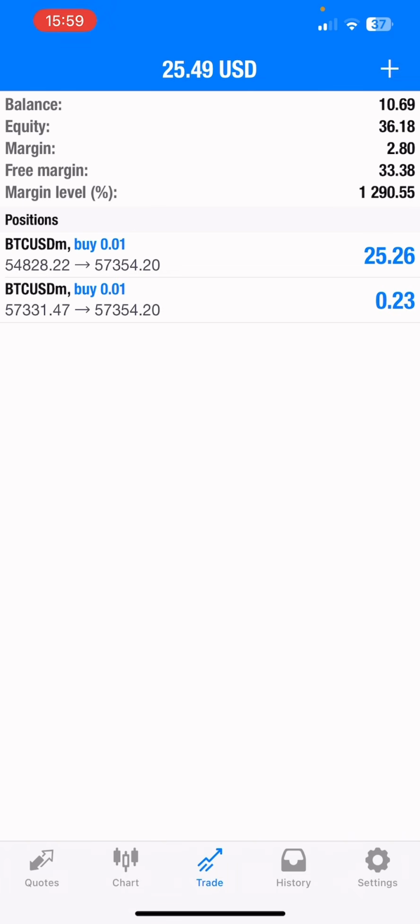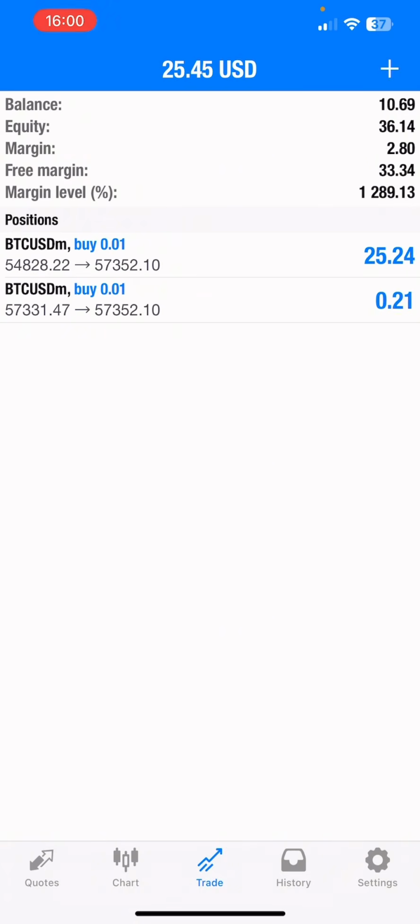So now I'm using 1:2,000. The margin is 2.80 for just the two trades, 0.02. I'm paying 2.80 cents. Otherwise, if I was using 1:100, I'm going to pay more, which means my $10 is not going to be able to open that trade. So you select leverage 1:2,000.